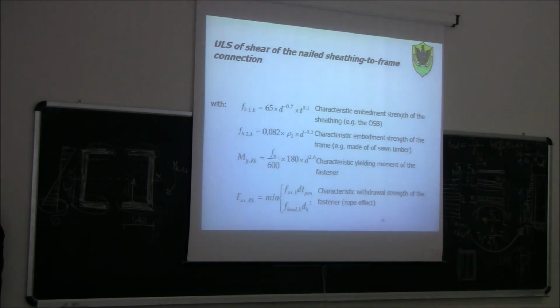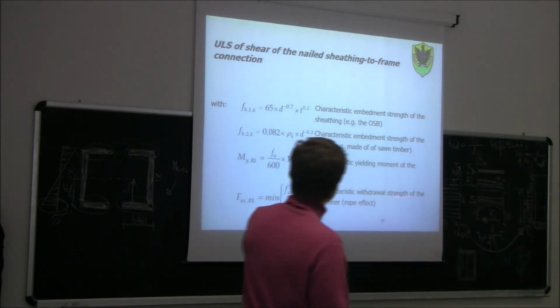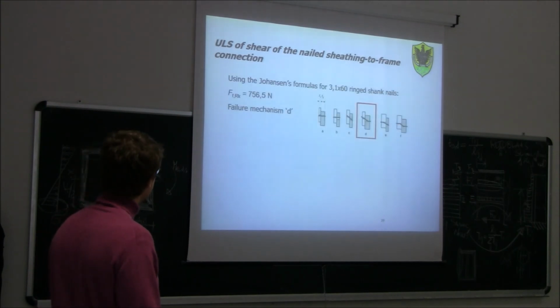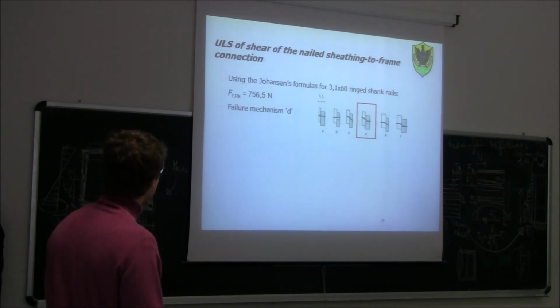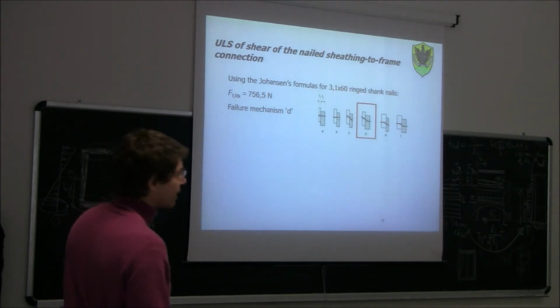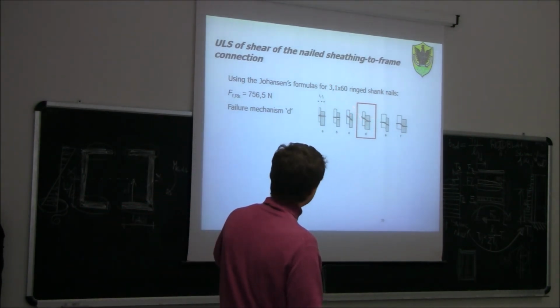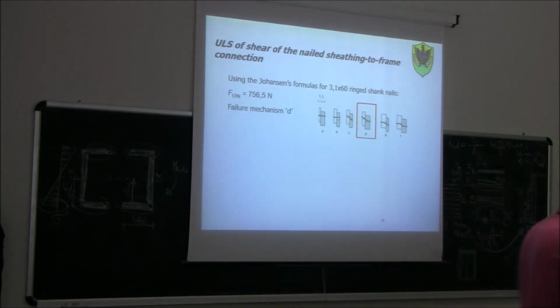If you go back to where we discussed connections, you will find also those formulas to assess the characteristic withdrawal strength of the fastener in order to take into account the rope effect. Now, we make some assumptions in terms of the nail connection. For example, we use 3.1 times 60 ring shank nails, so nails with a diameter of 3.1 millimeter and length of 60 millimeter. Those kinds of nails are convenient because they can be driven using some gun machine. They can be driven directly without using the hand.